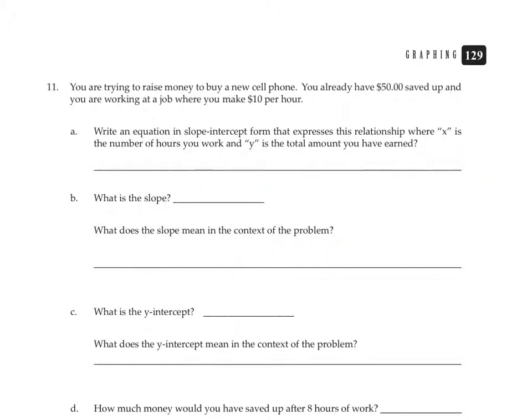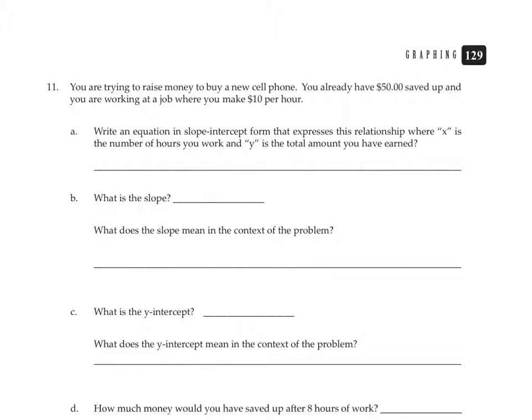All right, here we've got another big word problem. You're trying to raise money to buy a new cell phone. You already have $50 saved up, and you're working at a job where you make $10 per hour. Write an equation in slope-intercept form that expresses this relationship where x is the number of hours you work and y is the total amount you have earned.